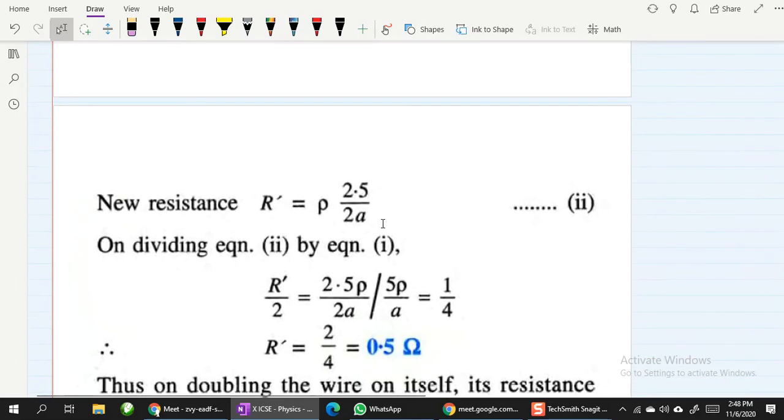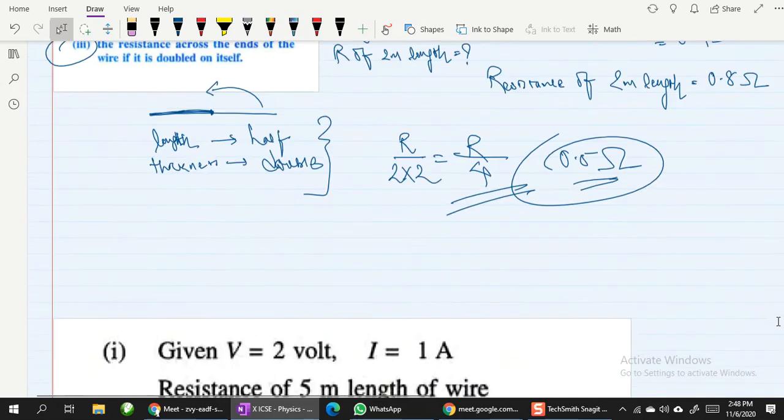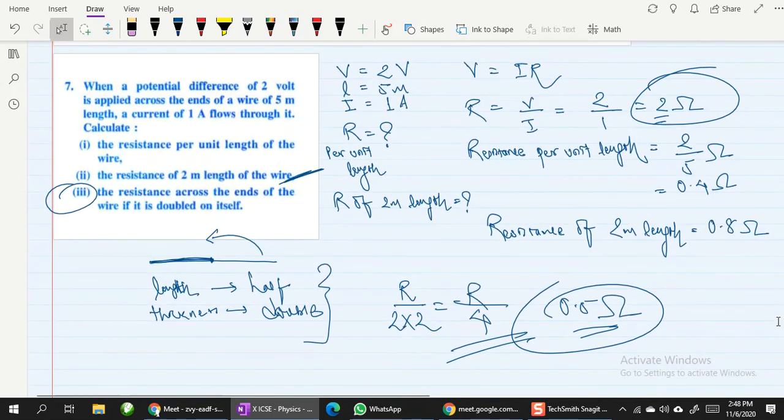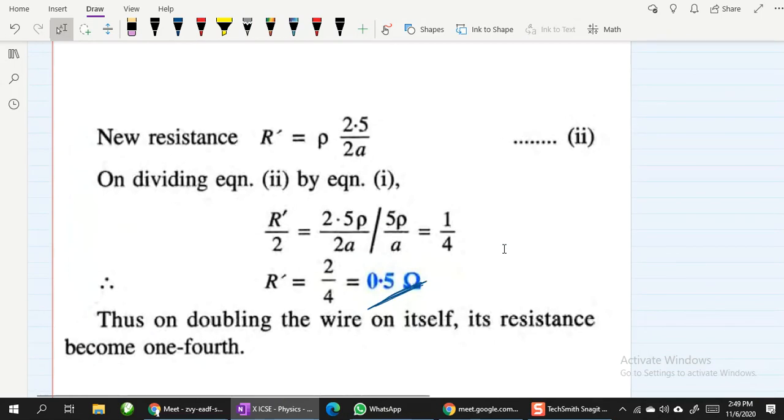Yeah, it was 0.5 ohm. So 0.5 ohm means they are talking about the original wire, right? They have done it with a little longer method. We have done it directly by using the relationship of length with resistance and the relationship of thickness or area of cross section with resistance. If you halve the length, resistance will become half. If you double the area of cross section, the resistance will also become half. So our answer is correct.